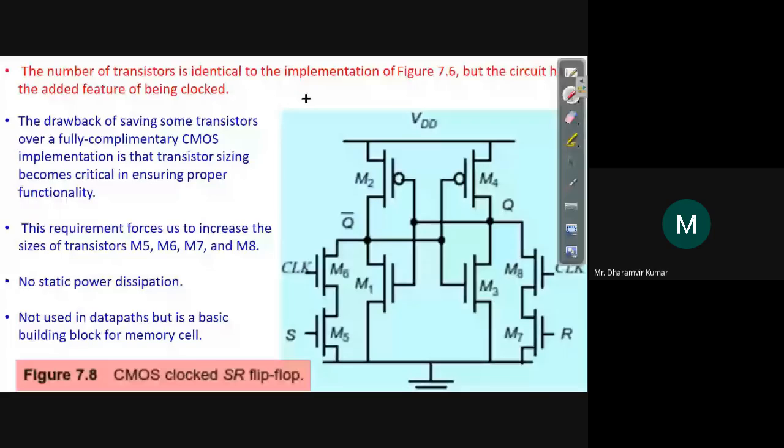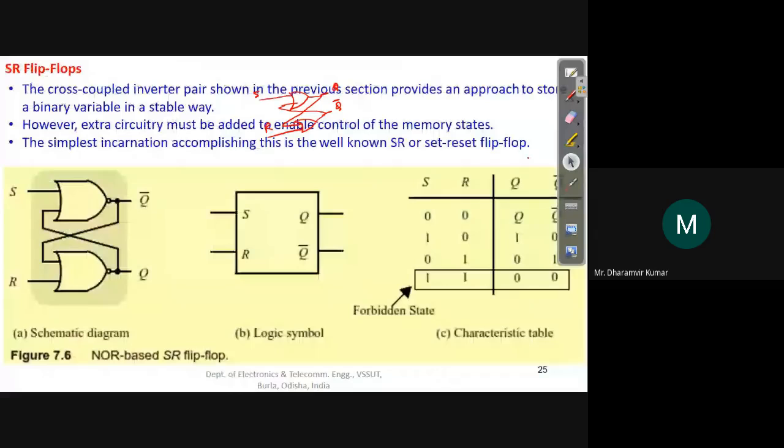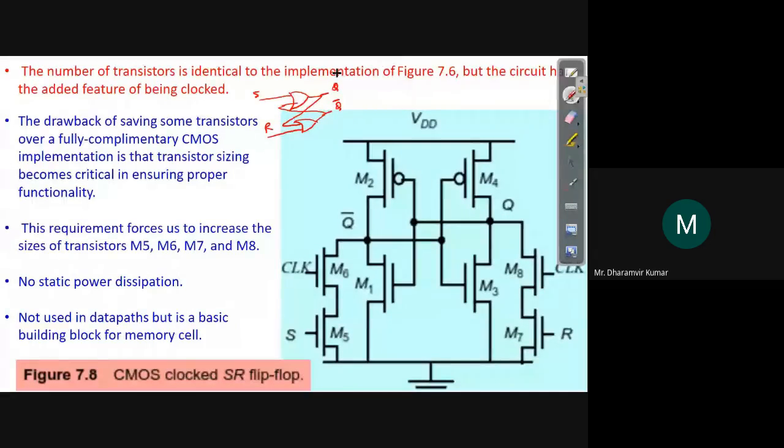Let's say this was NOR 1, this was NOR 2, with inputs S and R. This output was fed back here. This was connected here like this. This was, I think, Q bar, and this is Q.